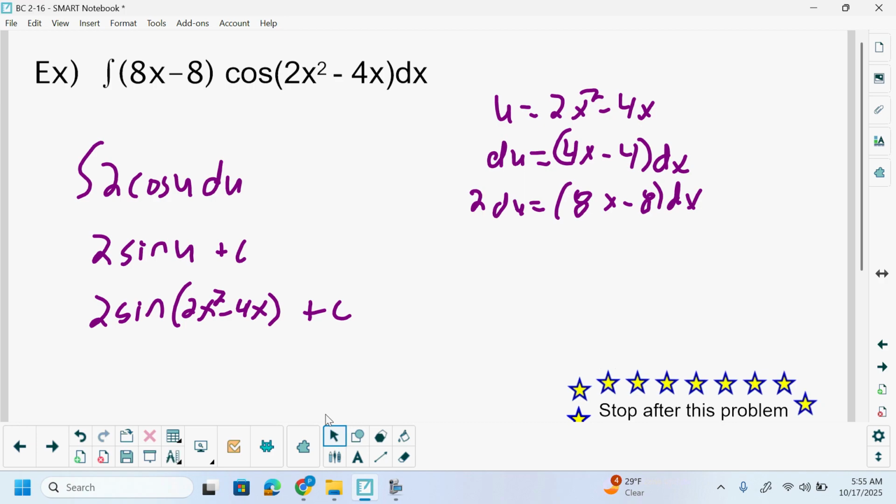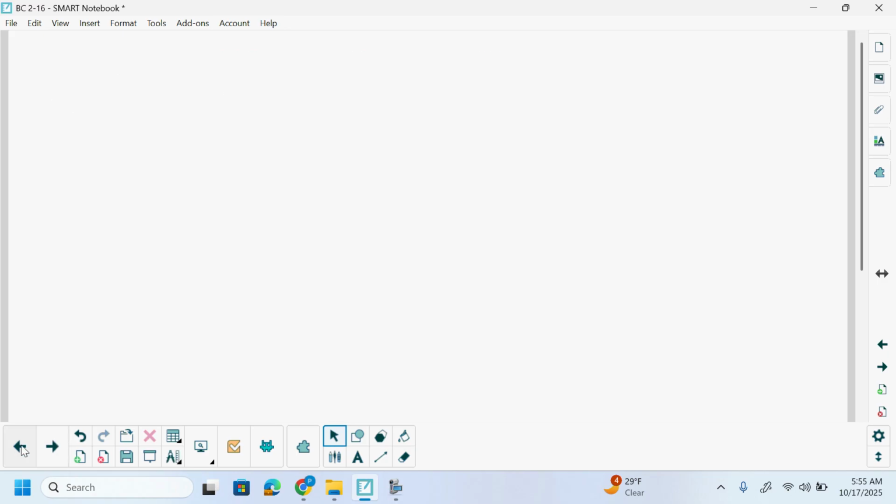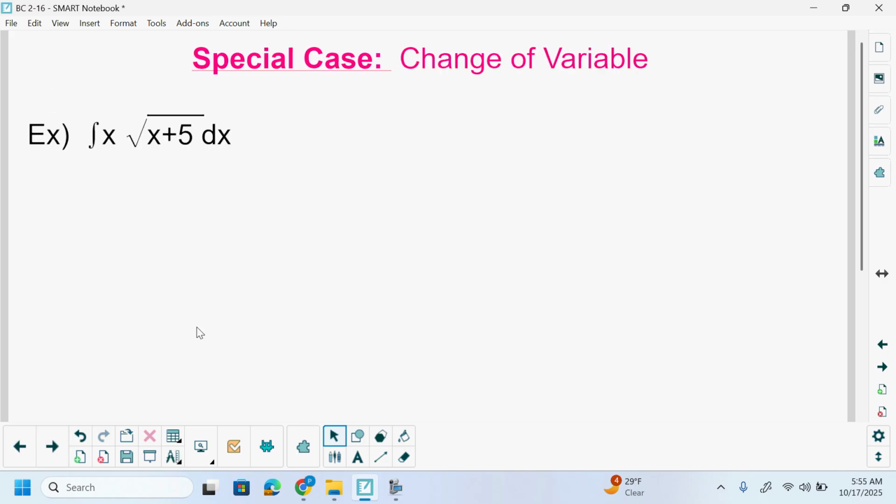All right, we are now going to open our notes packets, and we're going to flip in the 2-16 to where it has special case. And we're going to look at 2 special cases. So we'll give you a couple seconds to flip to that.